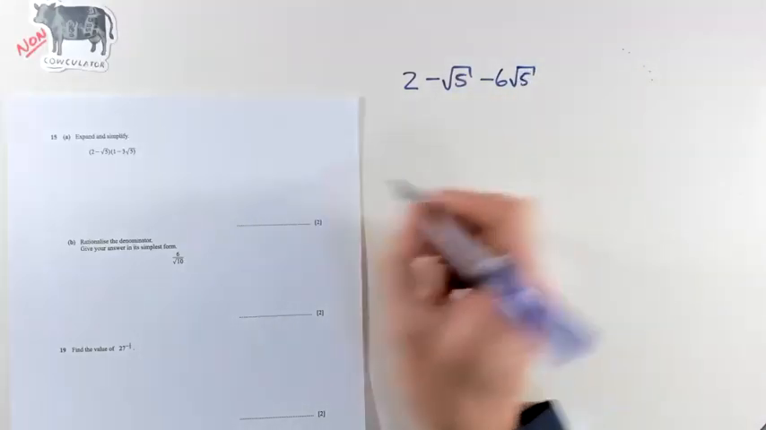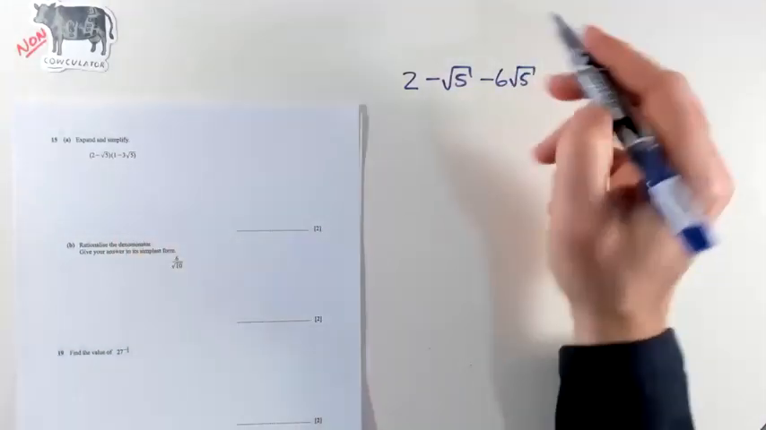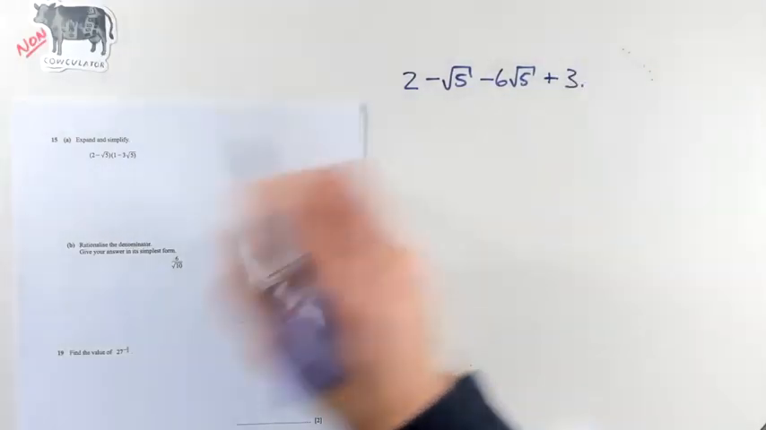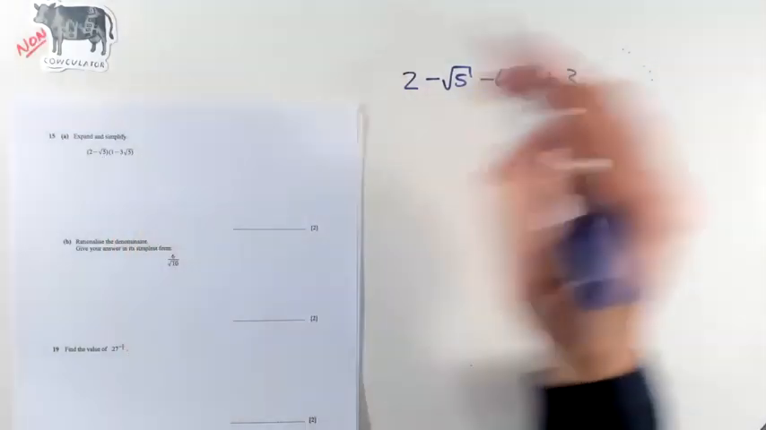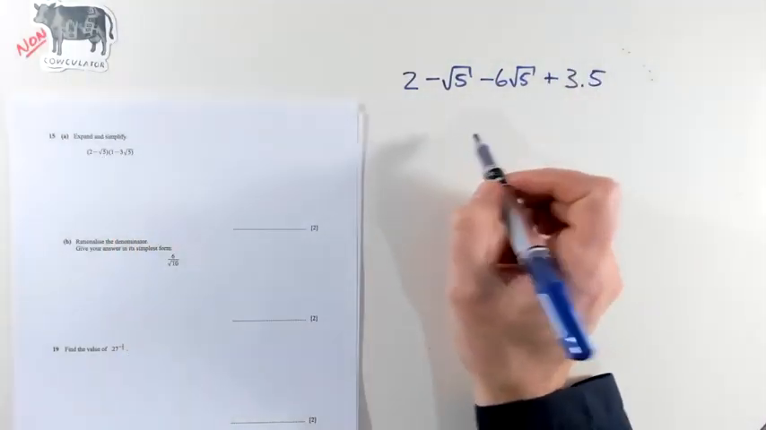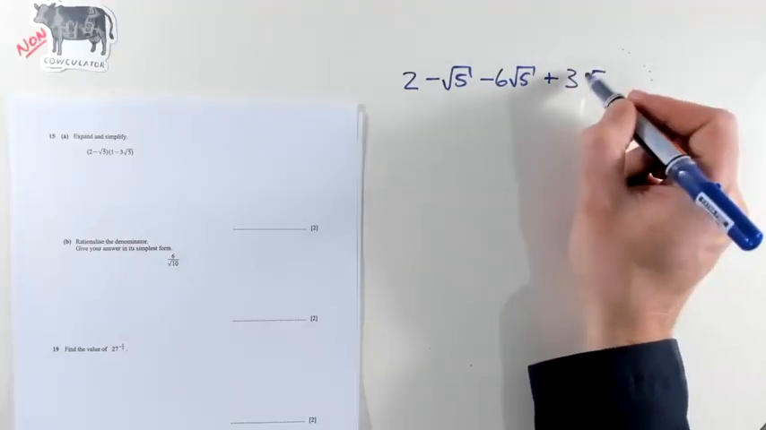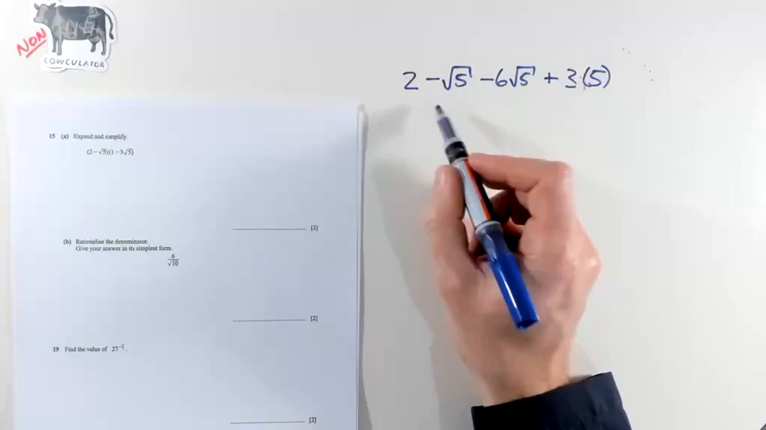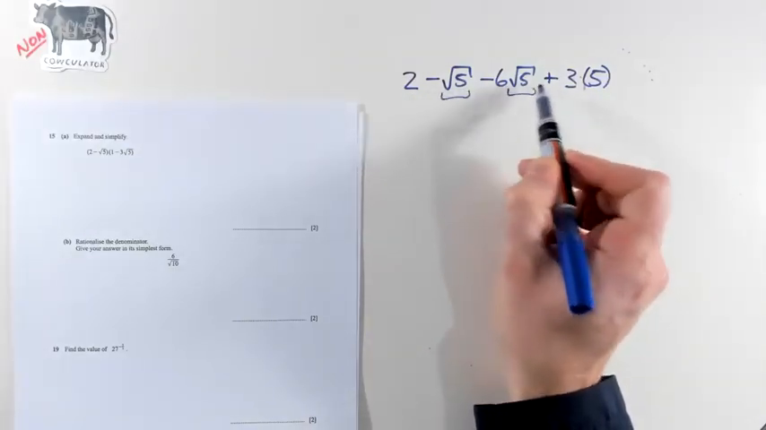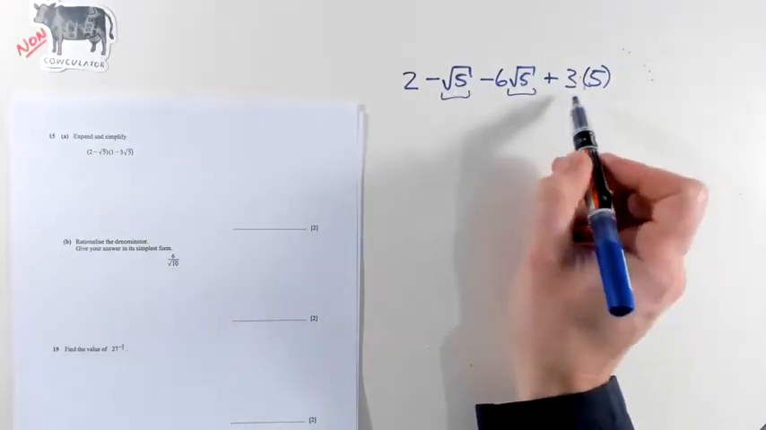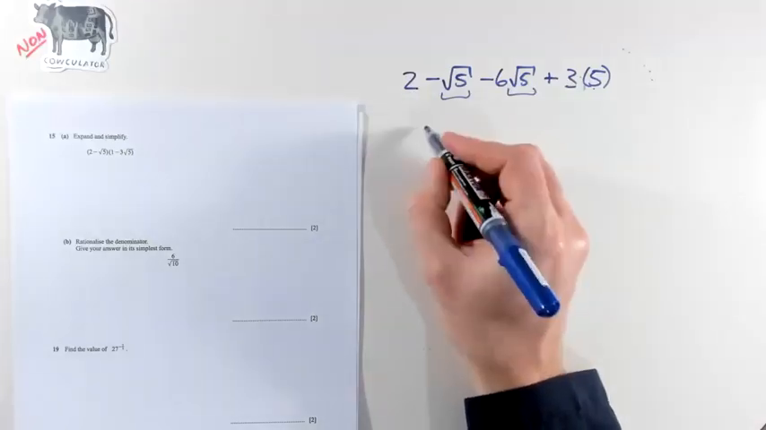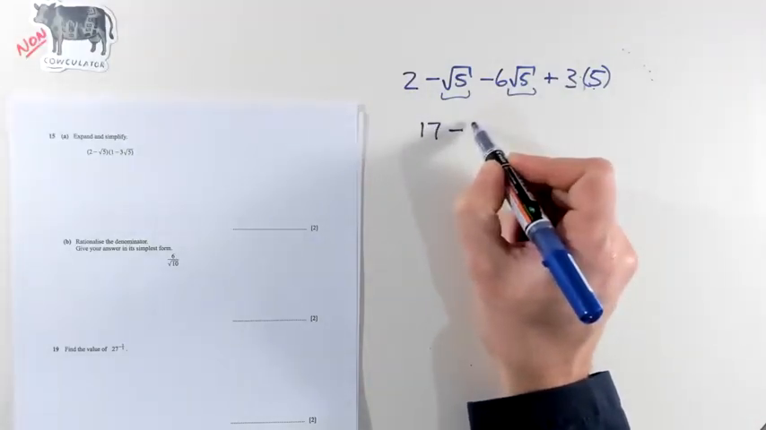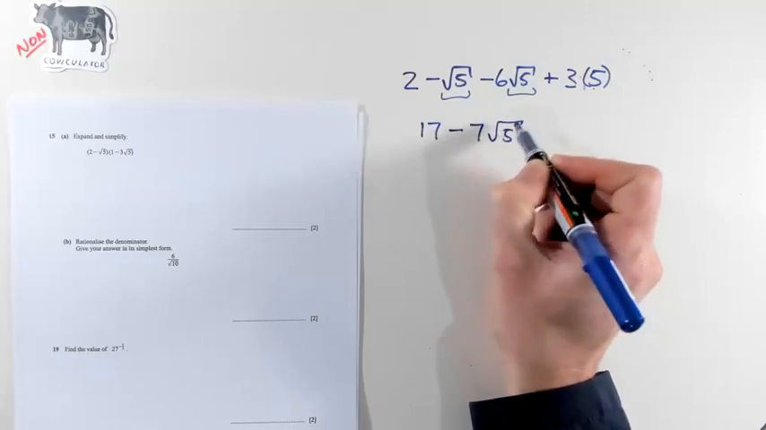And then last, we're going to have negative times negative, which would be positive. And there's a 3 there, and that's multiplied also by square root of 5 times square root of 5, which will just be 5. So that's 3 multiplied by 5. Let me just do it like this. These are like terms, actually. So we're going to have the 15 and the 2, so that should be 17, and then minus 7 square root 5. Is that fine?